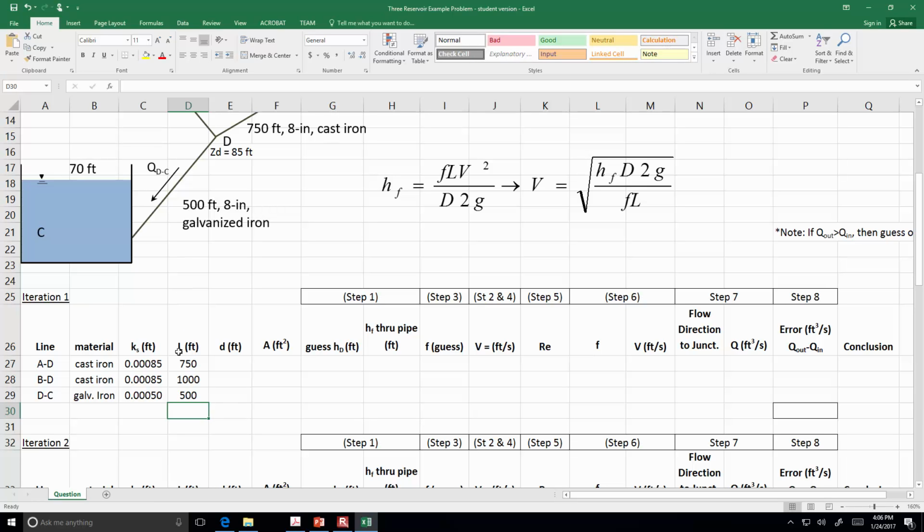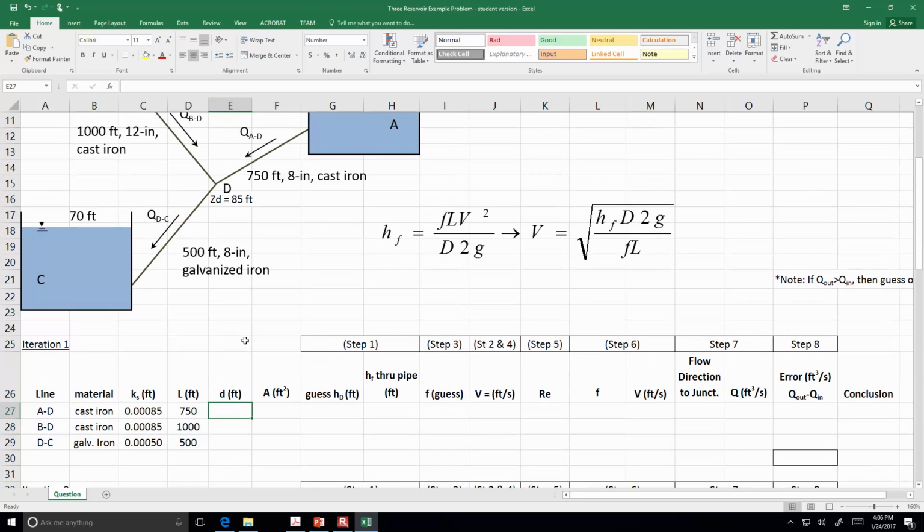The nice thing is, of course, with Excel, we're only going to have to type a lot of this in one time, and then when we copy and paste our iterations, all that drudgery will be behind us. All right, it needs the diameter here in feet, and it's given in inches, so be mindful of that. The diameter of AD is going to be 8/12 of a foot. The diameter for pipe BD is going to be 12/12, so 1 foot diameter. And then the other one is also 8/12.